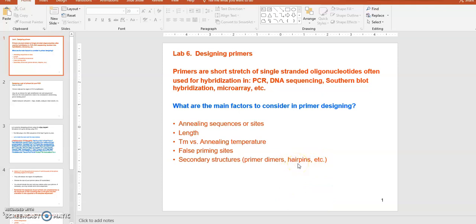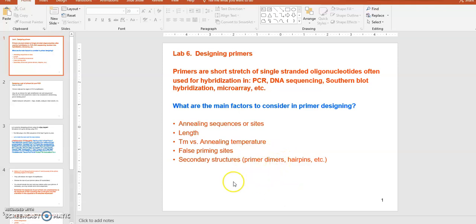Your primer sequence is not good. And then what's a primer dimer? Maybe one primer is binding to another primer that has the same sequence, because one primer binds with another primer when there is a matching sequence between them. So that's a primer dimer.